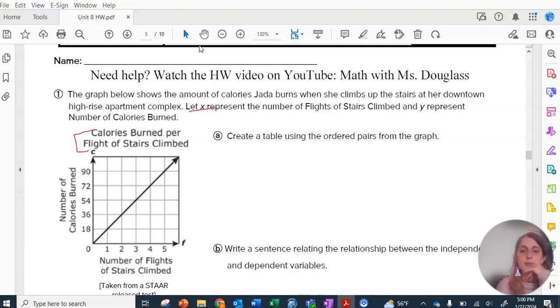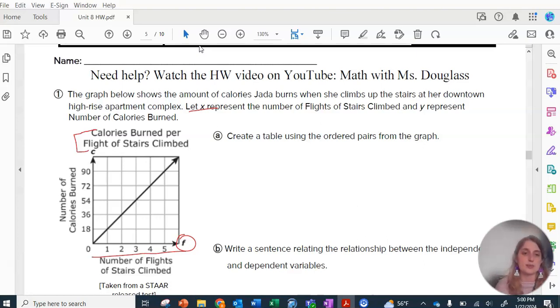So X is going to represent the flights of stairs. That's like how many levels of stairs. If you go up one floor, that's usually one flight. 2 floors, 2 flights. So on our X-axis, even though it says F right here, because we're talking about flights of stairs, that's still our X, or independent axis.